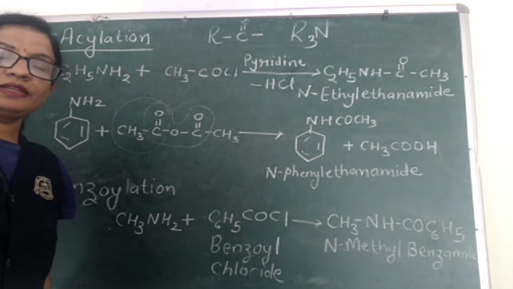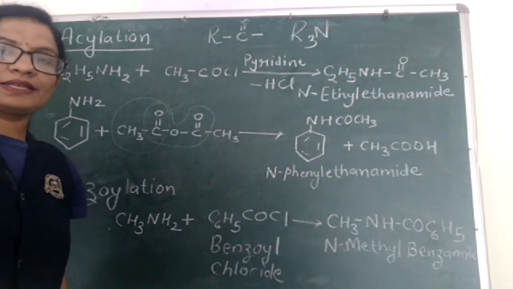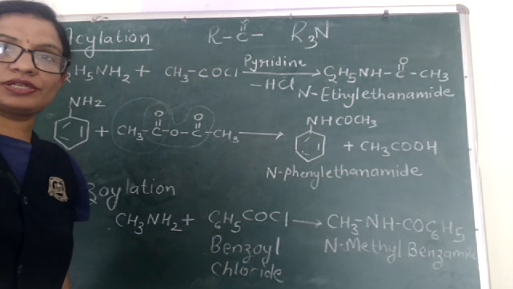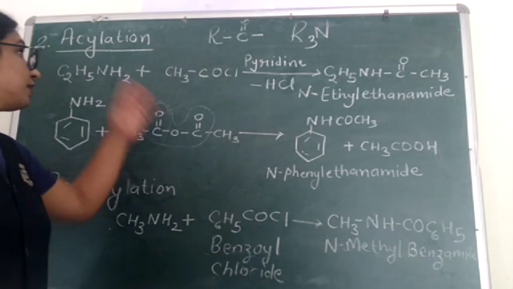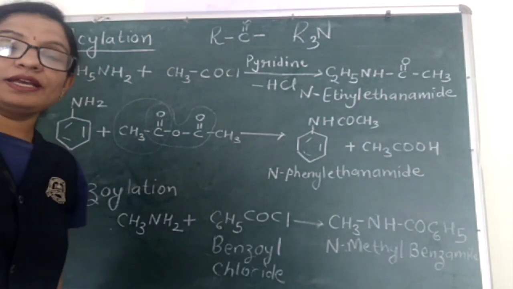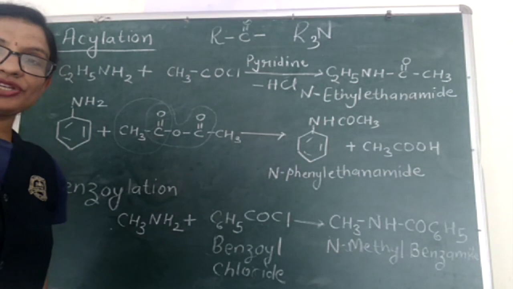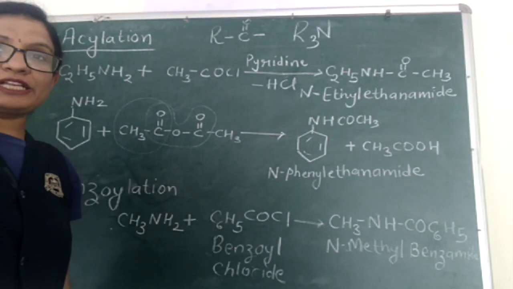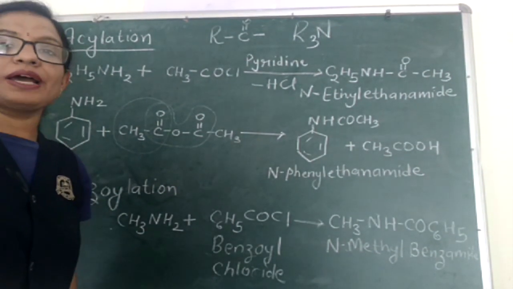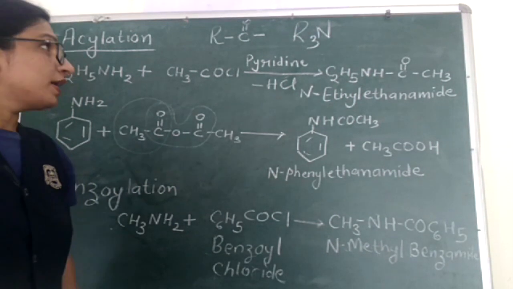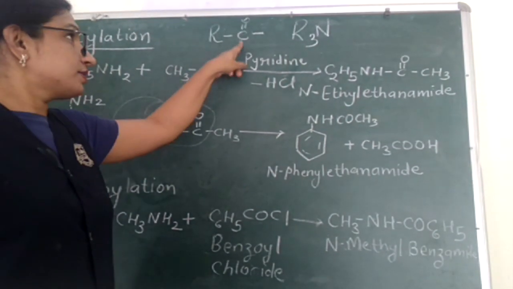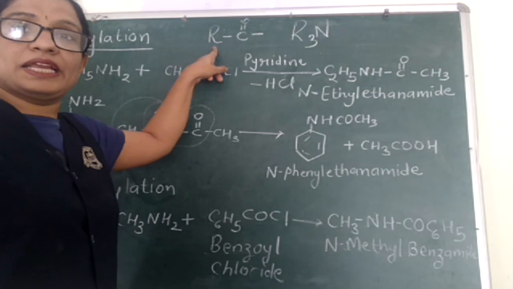After discussing the basic nature of amines, let's look at other chemical reactions shown by amines. First we are discussing acylation. Acylation, its usual meaning, is replacement of a hydrogen atom by an acyl group. What is an acyl group? An acyl group is an RCO group. R can be any alkyl group here.